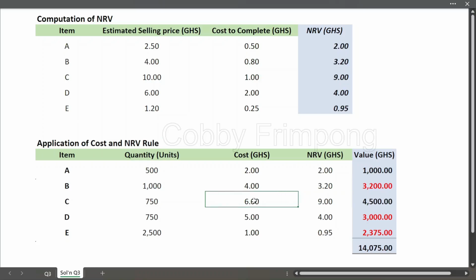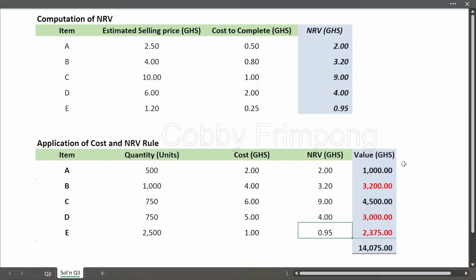Item C, cost is 6, net realizable value is 9. The lower is 6. We use that to compute our value, which is 6 by 750. Item D, cost is 5, NRV is 4. The lower is 4. We use that to calculate our value. And item E, cost is 1, NRV is 0.95. The lower is 0.95. And we use that to calculate the value of our inventory.